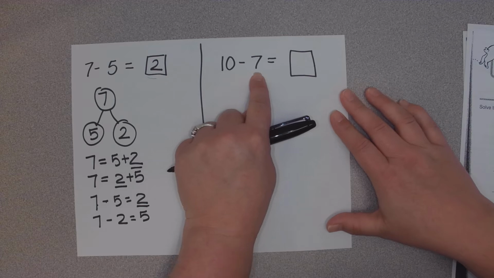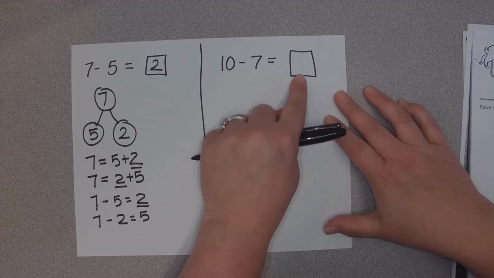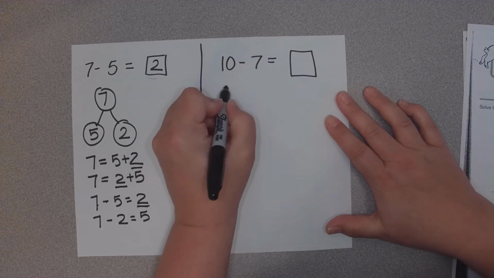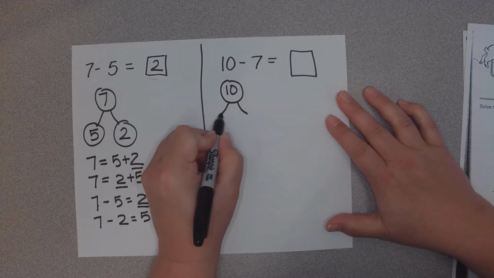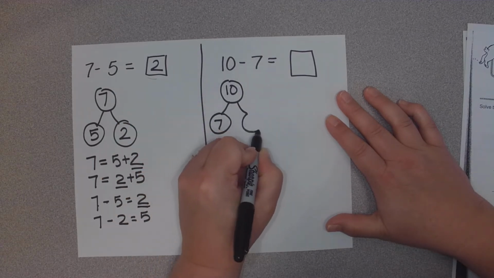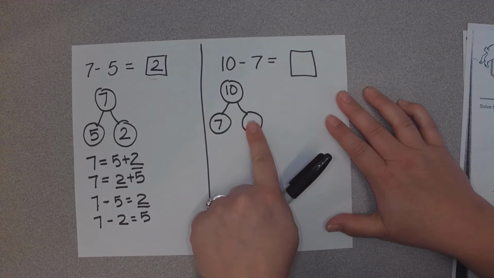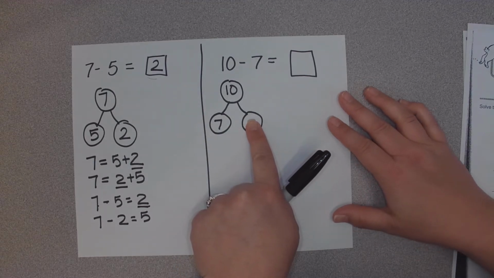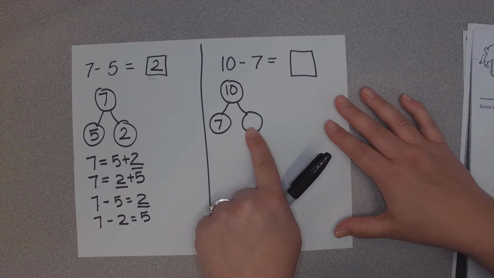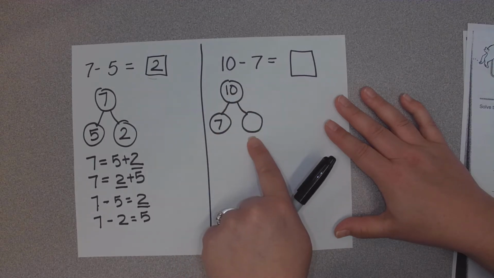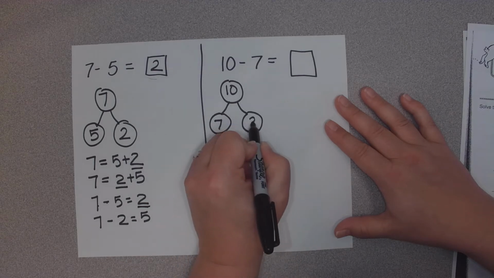10 minus 7 equals not sure. Let's take the big number. Think about it as a part whole. We have 7 here, and we don't know this one, right? But I know you guys know your 10 friends. What's the 10 friend of 7? What do we add to 7 to make 10? I hope you said 3.